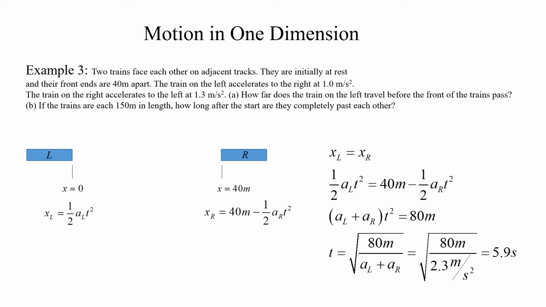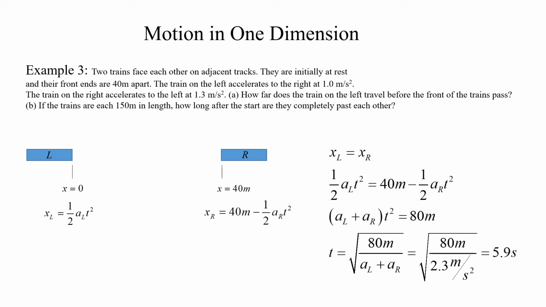So I got 1/2 a sub L t squared equals 40 minus 1/2 a sub R t squared. And I put the t squared terms together. So I multiply both sides by 2 and put the a sub R t squared term on the left side. So I got (a sub L plus a sub R) times t squared equals 80.